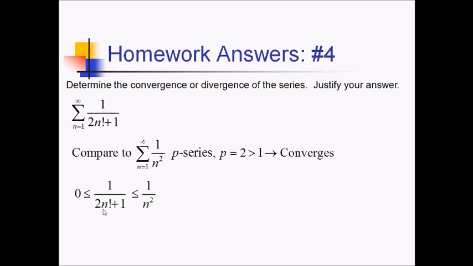I mean, we know factorial eventually outstrips polynomial growth, but in the beginning it may take a while for it to get going. So let's just look at n equals 1 and make sure this inequality is actually true for that. If n equals 1, we have 1 over, let's see, 2 times 1 plus 1 is 3 versus 1 over 1, so that's true. If n equals 2, we have 1 over 5 versus 1 over 4. If n equals 3, we have 1 over, let's see, 2 times 6, so 12 plus 1 is 1 over 13 versus 1 over 3 squared, 1 over 9. So yeah, this is going to be true for n greater than or equal to 1.